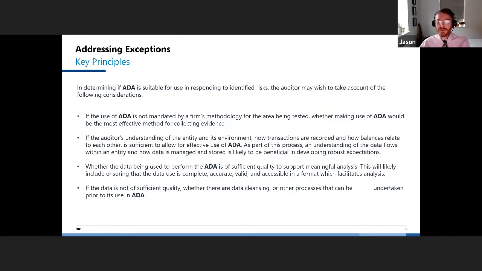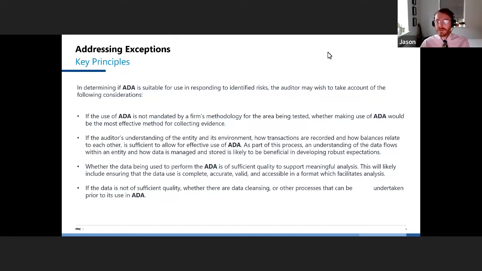The real big one, and I think the one that most helps with trying to think about refining parameters, is: is the auditor's understanding of the entity and its environment, how transactions are recorded, etc., and how balances relate to each other, sufficient to allow for effective use of analytics? So even if you think the tool itself is going to be particularly helpful, is it actually going to work based on your understanding? Do you know enough about the company you're auditing to make it work? Do you understand the entity and environment properly, at a level of detail that's sufficient for you to make effective use of audit data analytics?